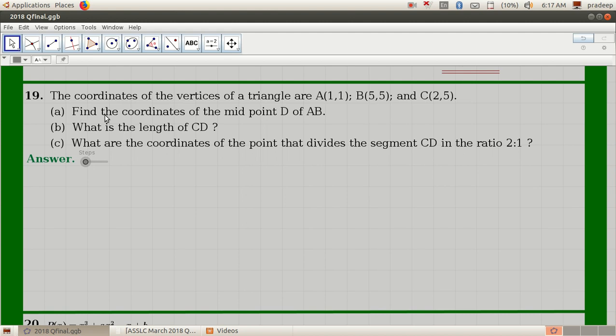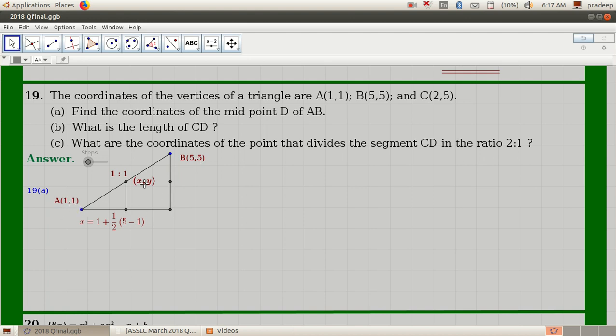For the first question, find the coordinates of the midpoint of AB. We have the segment AB with endpoints A(1,1) and B(5,5). We have to find the coordinates of the midpoint, which divides this segment in the ratio 1:1. For that, let us think of the difference of x coordinates and the difference of y coordinates of points A and B. That means here 5 minus 1, that is 4, is the difference of x coordinates, and this is the difference of y coordinates, that is 5 minus 1.